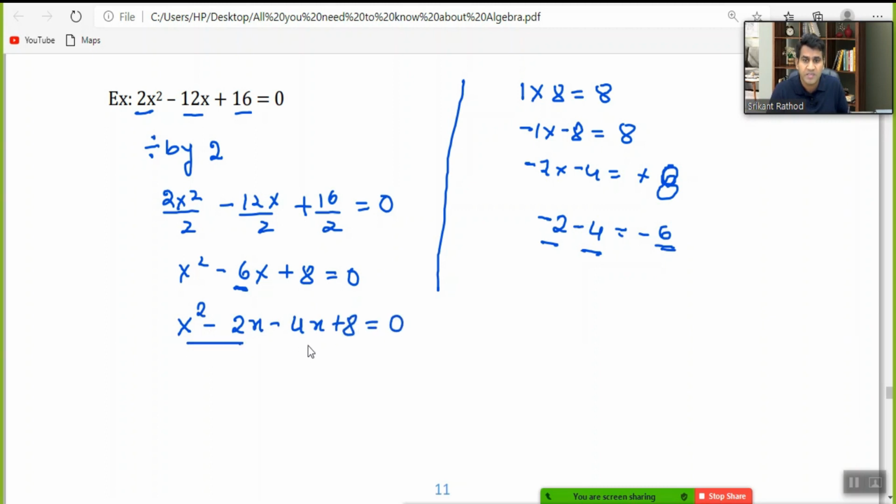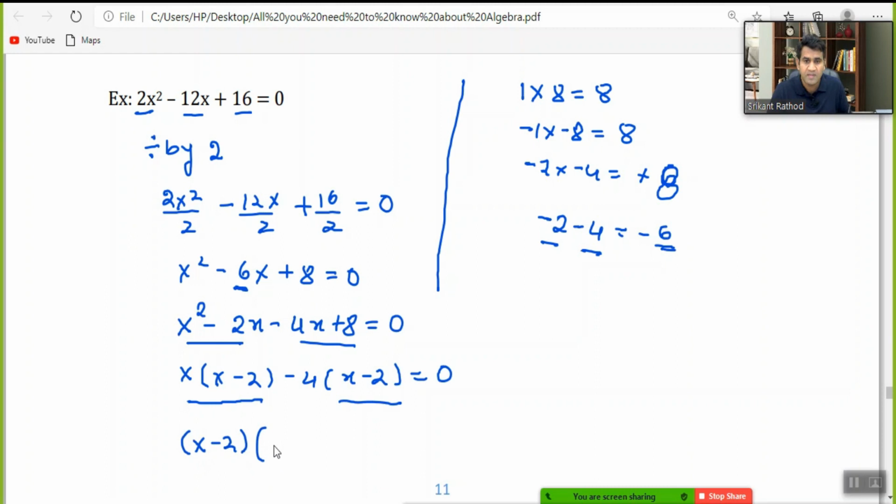So again take the common term and factor it out. x is common here, x minus 2. Minus 4 is common here, x minus 2 equal to 0. So I am taking minus 4. If you multiply this 4 with this entire bracket, negative 4 times x is negative 4x, negative times negative is positive, 4 times 2 is 8. So this is how we take this term as factored out. So again x minus 2 is common for both. I can take x minus 2 as the common factor out further, and in the bracket we are left with x minus 4. That's equal to 0.